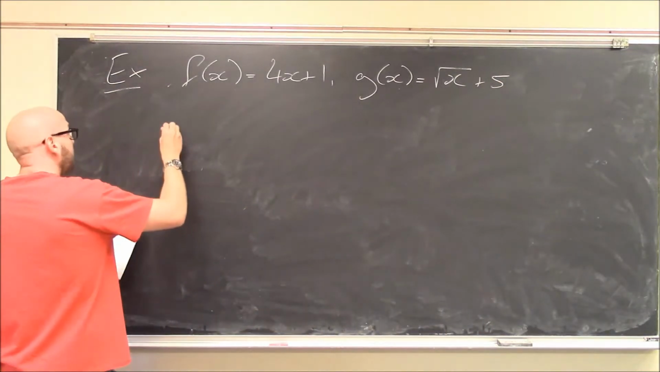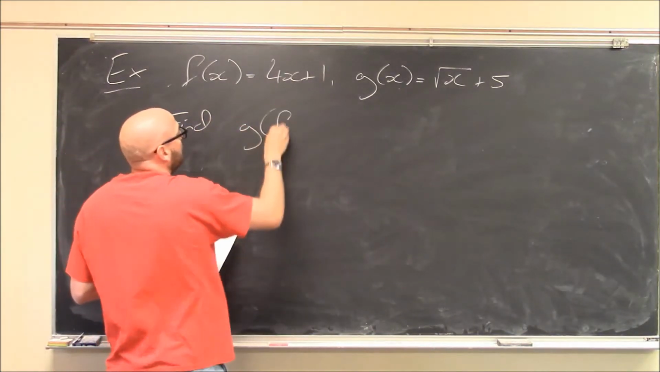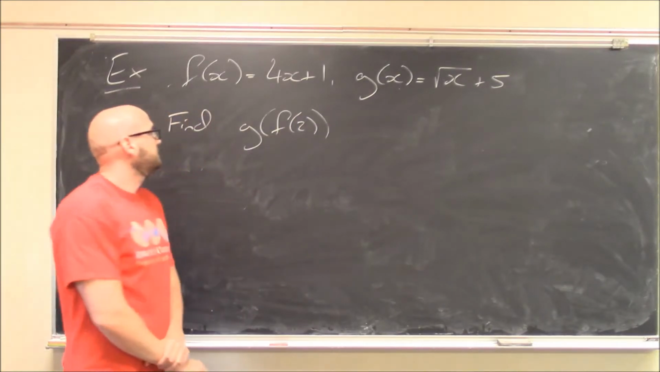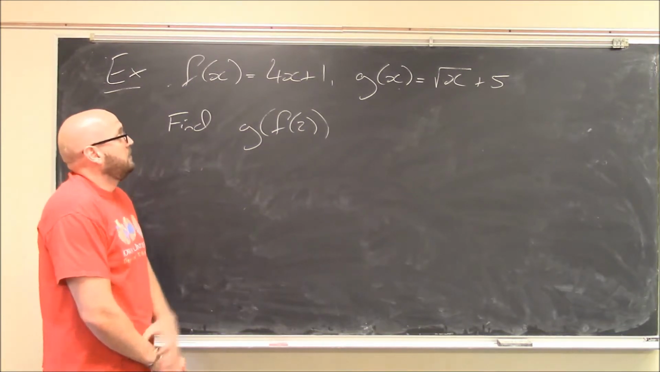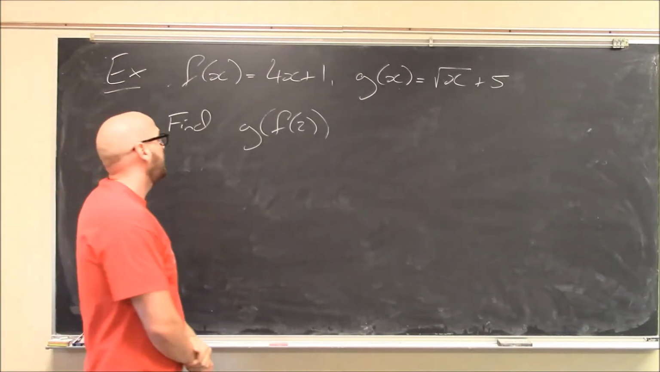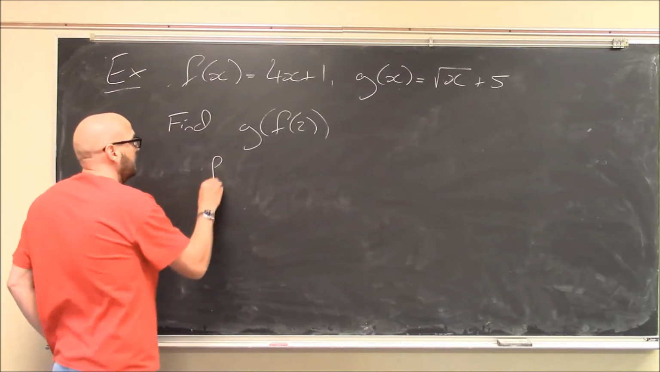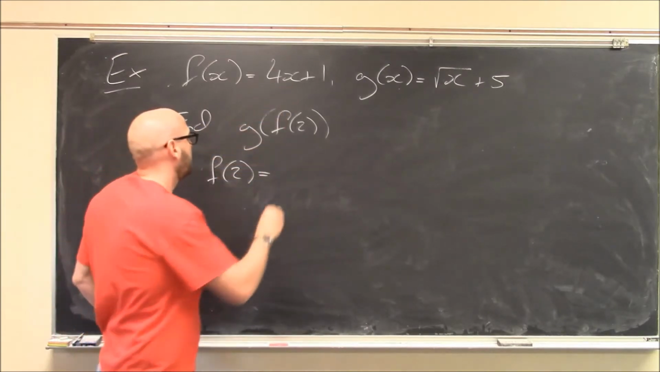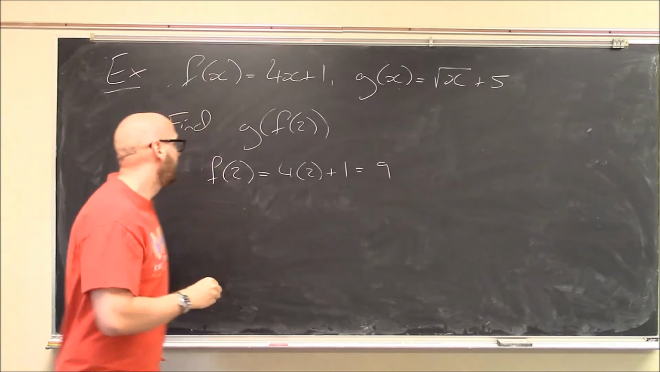Let's find, say, g of f of 2. One thing you could do is build g of f of x in general and then plug in x equals 2 and see what you get. But how about I just think of these as numbers? What is f of 2? F of 2 is, plug in 2 into this expression, 4 times 2 plus 1, that's 9, right?